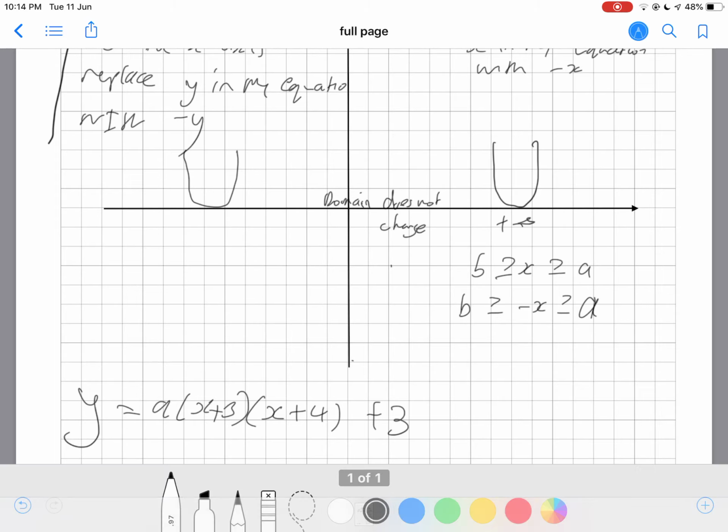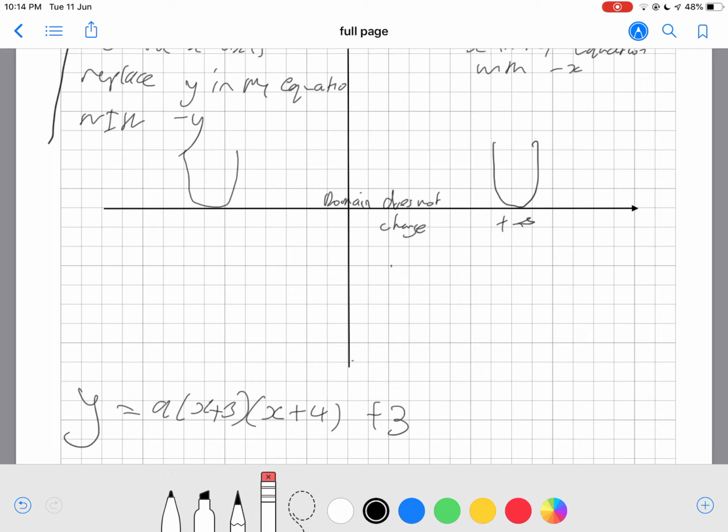And we're going to move the negative to the other side, so we're going to say negative b and negative a. You're just changing the positive to the negative, or vice versa, so just flipping the orientation of the signs, if you're flipping it on the y-axis for the domain. But if you're reflecting it on the x-axis, the domain doesn't change, okay? There's no change to the domain.